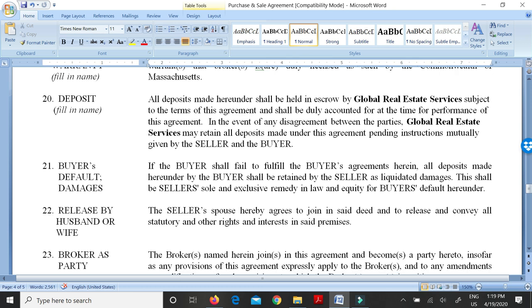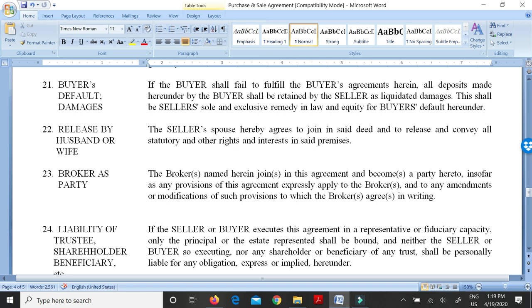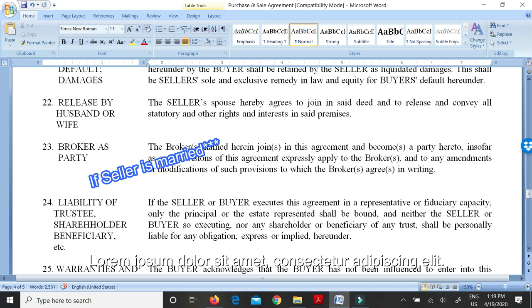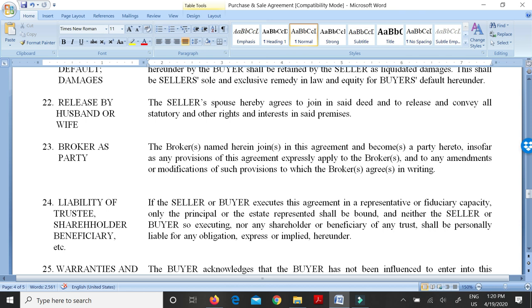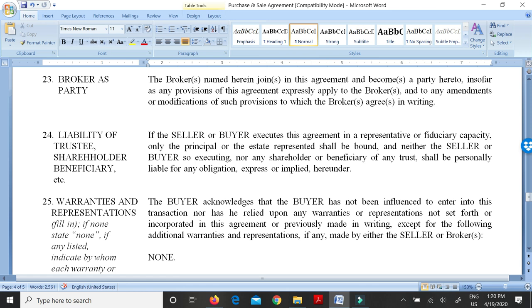Now, if the buyer defaults, under certain conditions of course, and fails to complete the purchase, assuming that they cannot back out and there isn't a clause that protects the deposit, then the seller is entitled to damages, which in effect is the deposit. If they're married and the title does not have their spouse on the deed, in Massachusetts we require the spouse to also sign the deed for purposes of releasing their right of homestead. The brokers join this agreement solely for the purpose of participating as agents.